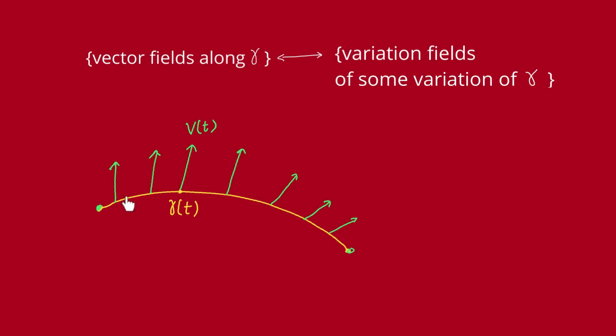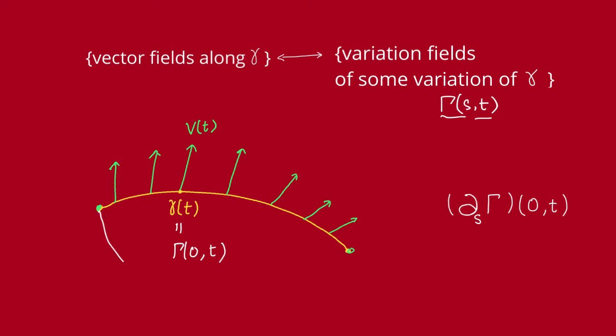Let gamma be an admissible curve, and let's say V is a vector field along gamma. Now we want to construct some variation, big gamma of s, t, such that this vector field V is a variation field of this. So let's recall what this means. First of all, for this gamma(s,t) to be a variation of this little gamma, we should have that this little gamma is big gamma at 0, right?